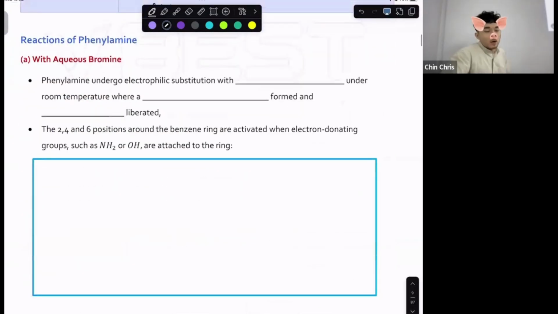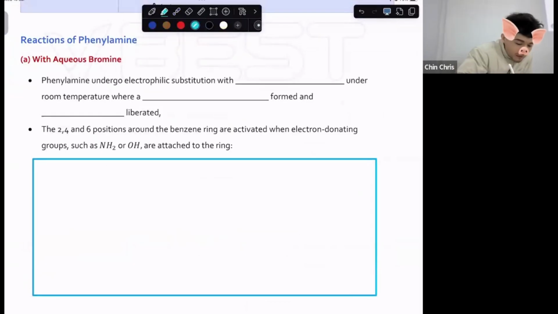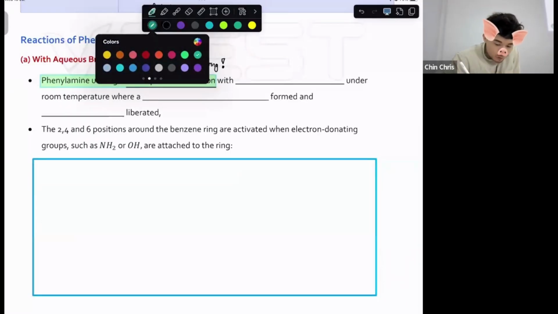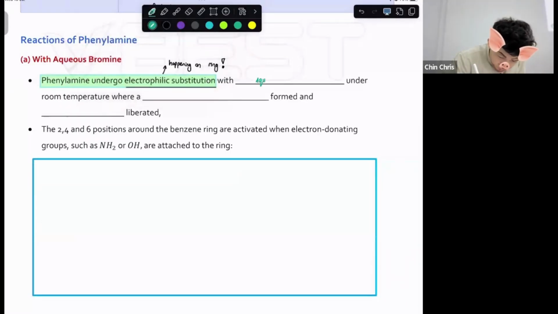Okay, next, the reaction of phenylamine. Phenylamine can undergo electrophilic substitution. The moment you see the words electrophilic substitution, it means the substitution is happening on the ring, understand? With aqueous bromine at room temperature, a white precipitate is formed.